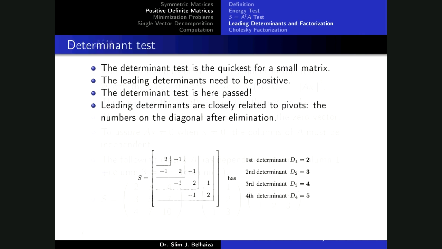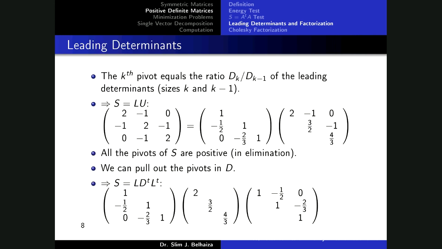Okay, so the leading determinant test, we said that this is maybe the quickest test for small matrices. And these are the leading determinants of these kinds of matrices. Of course, we're still talking about square matrices here. And there was a relation between these determinants and the pivots when we do the LU elimination. Every time you do the LU elimination, you're going to get dk over dk minus 1, which is equal to the kth pivot.